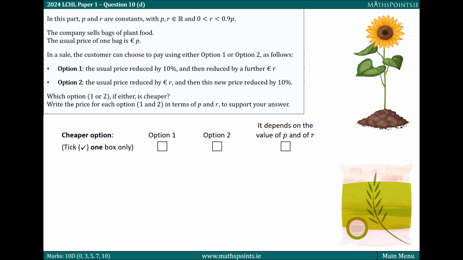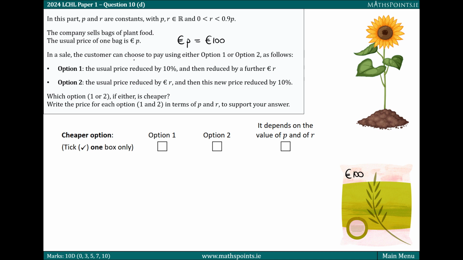So in this question, we're told that a company sells bags of plant food for P euros. Now, I'm going to say that P euros, just for the sake of demonstration, is 100 euros. And we'll do the question properly with the letters P and R in a minute. But just for now, let's assign values to it. So here's a bag of plant food that the company sells, and it's 100 euros.